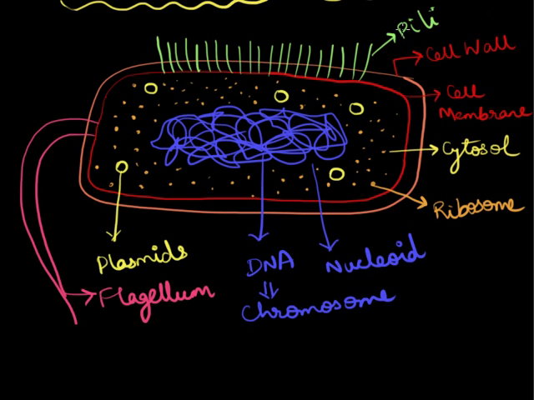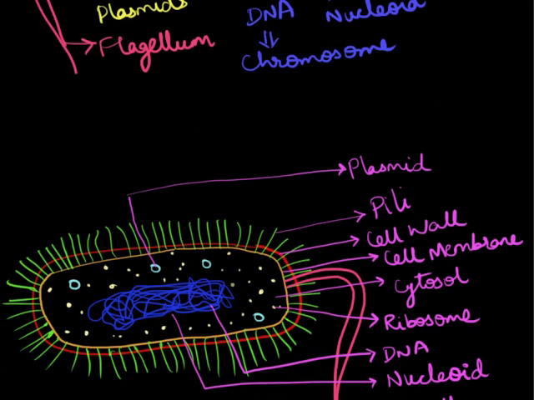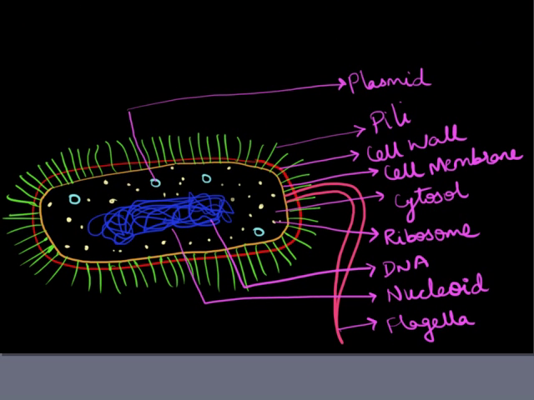So this is how you go about drawing a bacterial cell. Now I will just show you a completed bacterial cell. So this is how your complete cell should look like. It's fully covered with the pili. There is a flagellum on one end, the nucleoid region containing the DNA, plasmids, the ribosomes, cell wall, and the cell membrane. So you have now learned how to draw a bacterial cell.